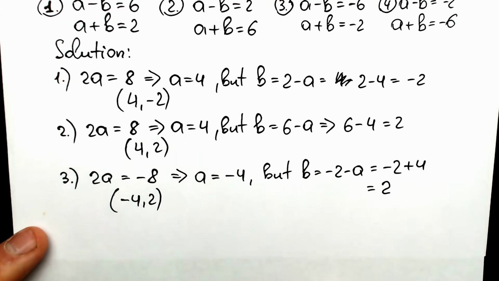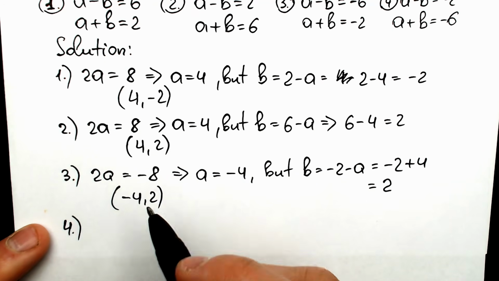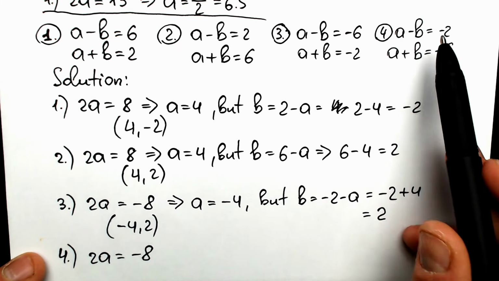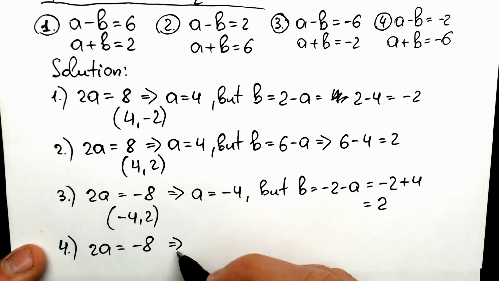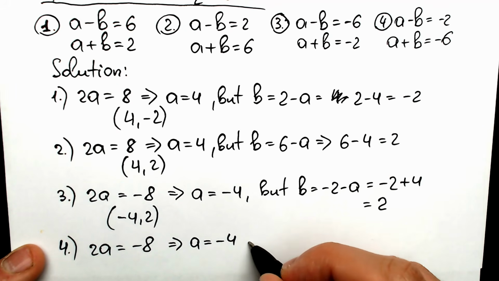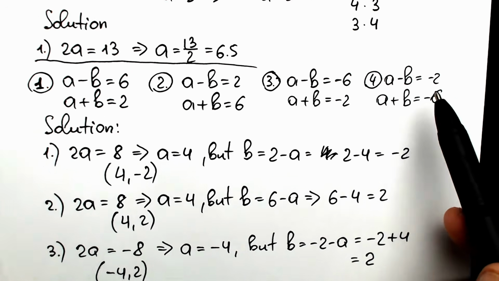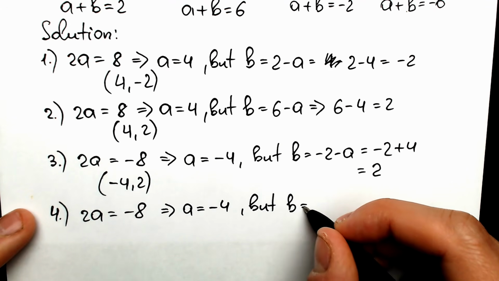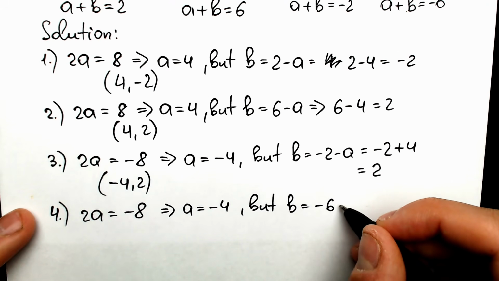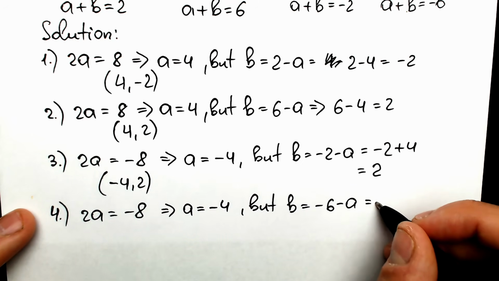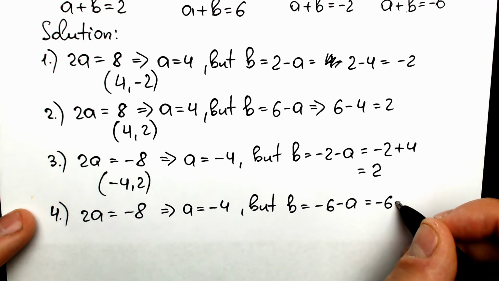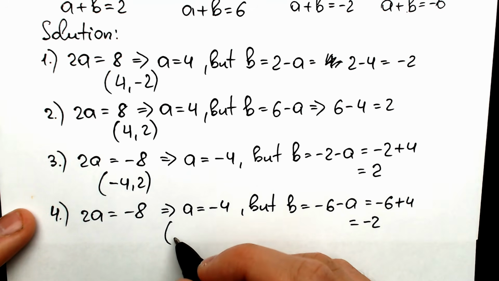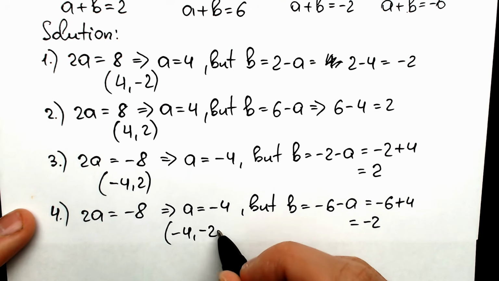And our last pair, the fourth pair, let's write it. Let's do the same thing: 2a equal to minus 8. And from here, a is equal to minus 4. But what about b? b equal to minus 6 minus a. In this case, we have minus 6 minus minus 4, so plus 4, equal to minus 2. So we have our last pair: minus 4 and minus 2.